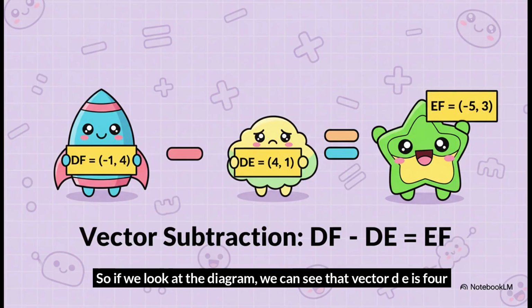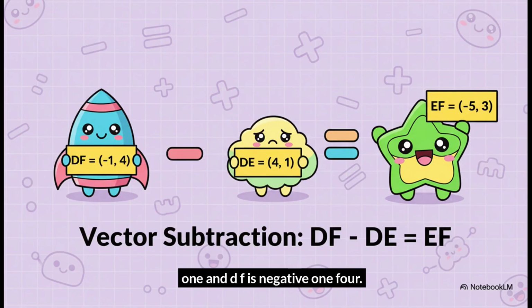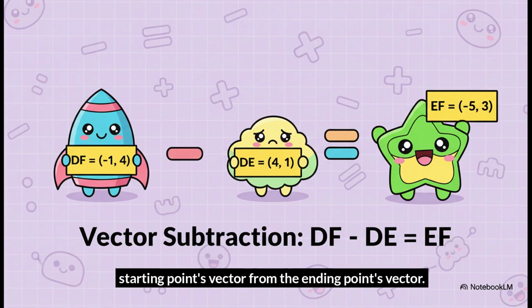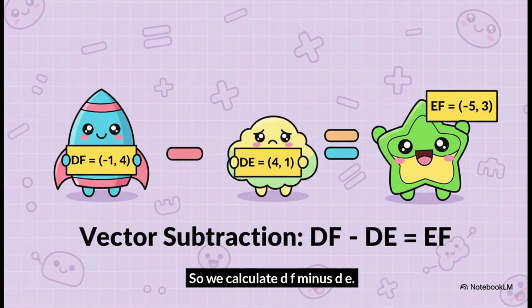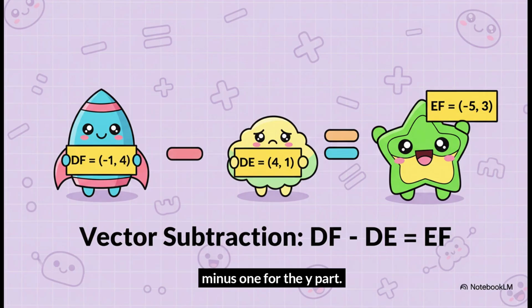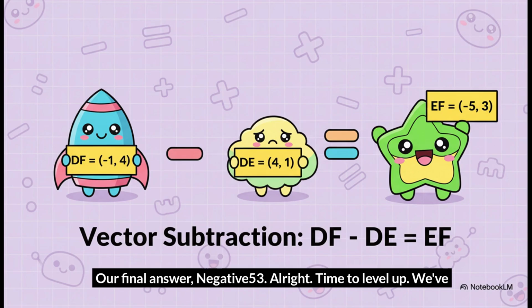Okay, so if we look at the diagram, we can see that vector DE is (4, 1), and DF is (-1, 4). Now, the key rule to remember here is that to find the vector that connects 2 points, like EF, you always subtract the starting point's vector from the ending point's vector. So we calculate DF minus DE. That gives us -1 minus 4 for the X part and 4 minus 1 for the Y part. Our final answer: (-5, 3).